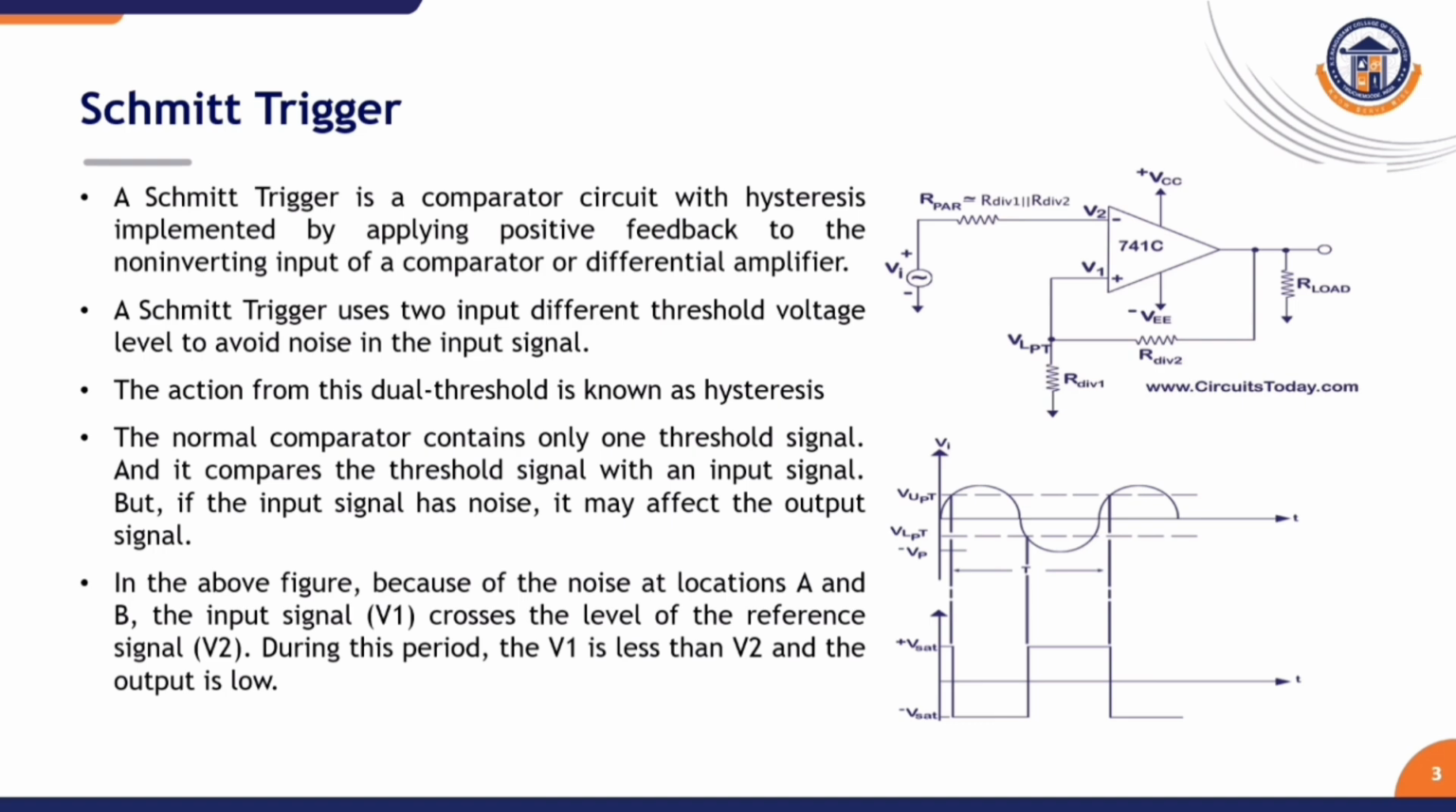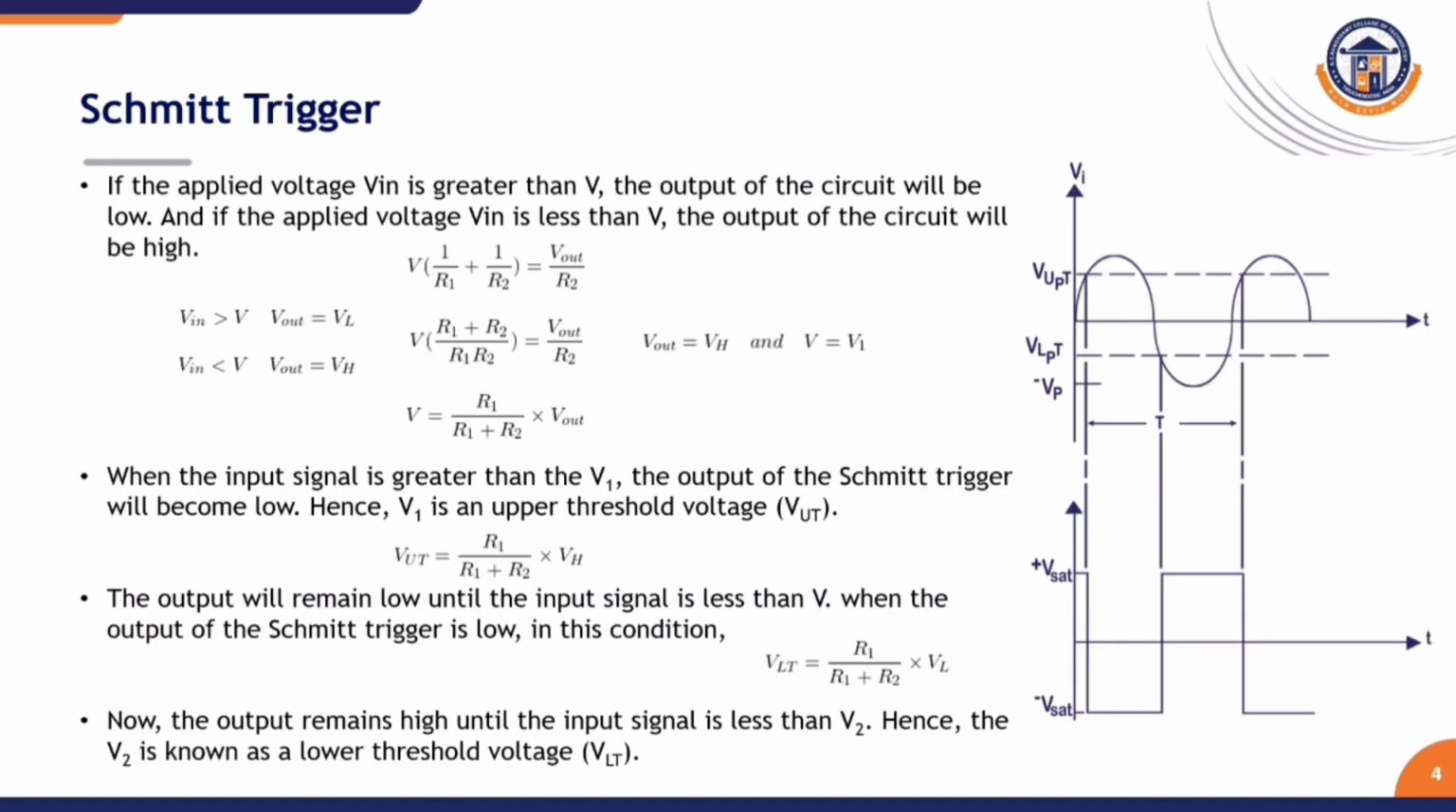Threshold voltages in the trigger. Now let us understand the two important threshold voltages. The upper threshold voltage: when the input voltage increases, the output changes only when the input exceeds the upper threshold limit. The lower threshold voltage: when the input voltage decreases, the output changes state only when the input goes below the lower threshold voltage. Between the upper and lower threshold voltages, the output remains unchanged. Noise inside the band is ignored. This region is called the hysteresis band.